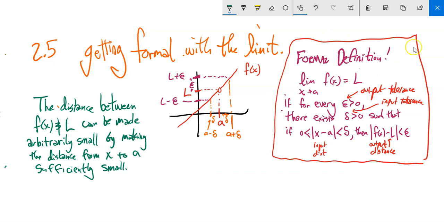Again, this formal definition is saying the distance between L and f of x, the function, can be made arbitrarily small by making the distance from x to a sufficiently small. Notice that language. That language is beautiful. Arbitrarily small as you want it to be, by making delta sufficiently small. Again, small enough is good enough.